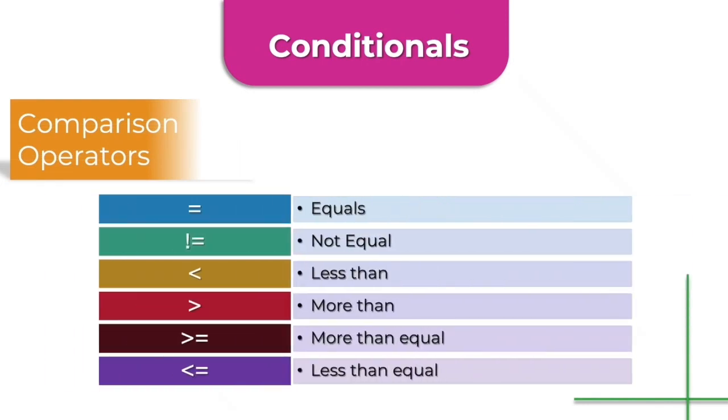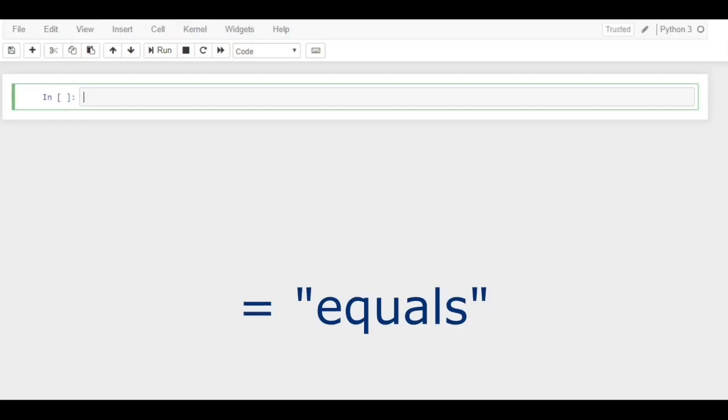Let's start. These operators compare the values on either side of them and then decide the relation among them. They're also called relational operators. So now let's have a look at the comparison operators one by one.